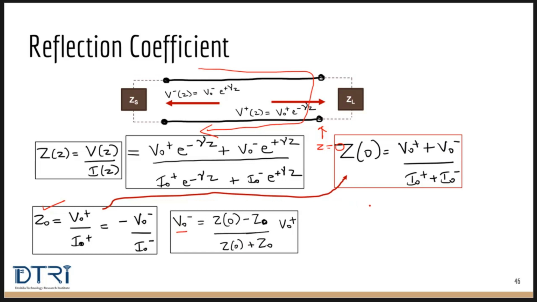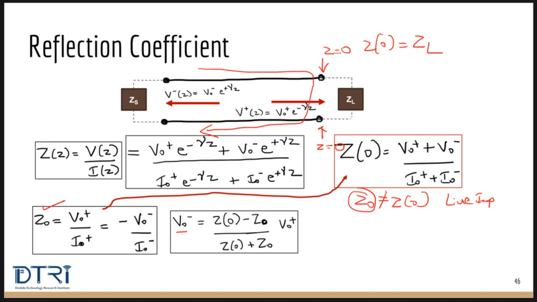Note that here Z naught and Z of 0 are not same. While Z naught is the characteristic impedance, Z of 0 is the line impedance on this transmission line at position z is equal to 0. So we know that at this position the line impedance Z of 0 is actually Z of L, which is the load impedance, because load is connected at z is equal to 0 location. So this is our reference position.